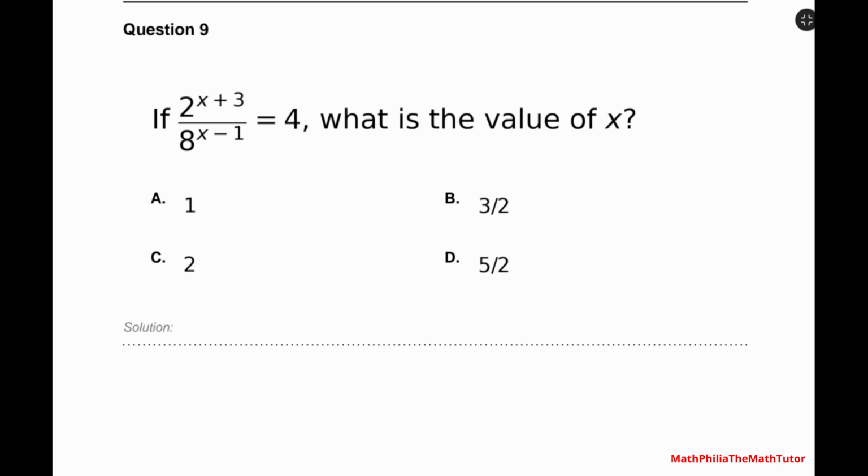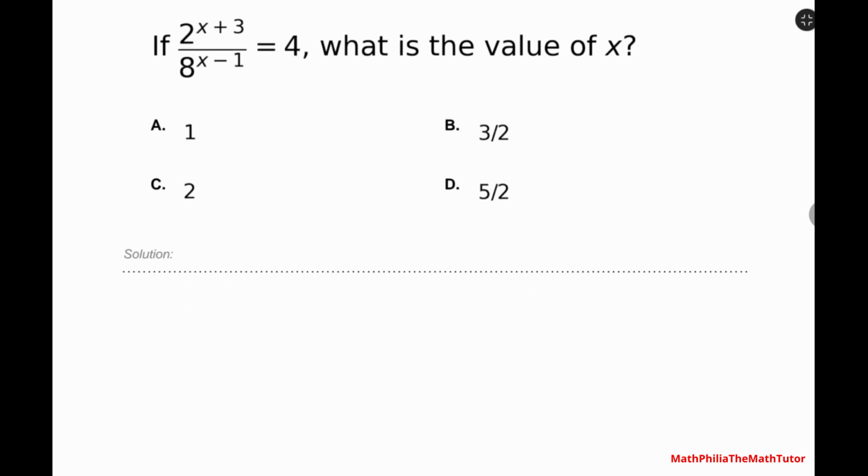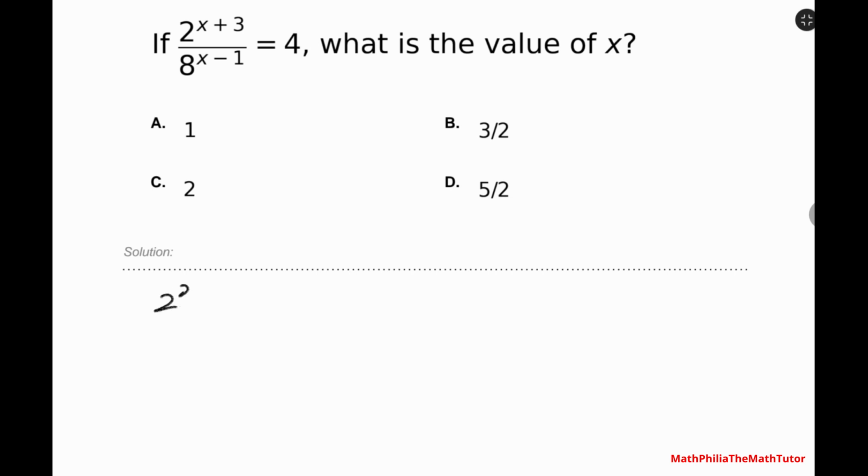Okay, let's continue with this question. Again, there is nothing new. We have base 2, base 8. We just try to convert 8 to a base of 2. That's the first step to do. Again, let's write this: 2 raised to the power of x plus 3 divided by, well, 8 is the same as 2 raised to the power of 3. Again, we have these terms there, so we have to put them in a bracket. This is equal to 4.